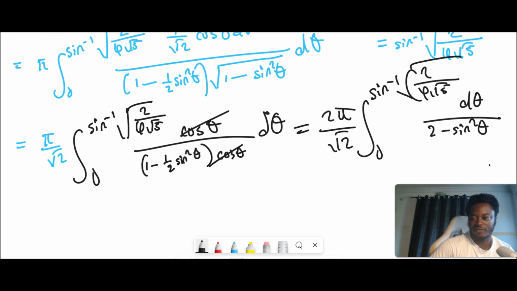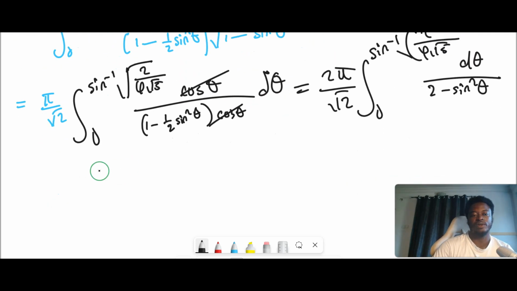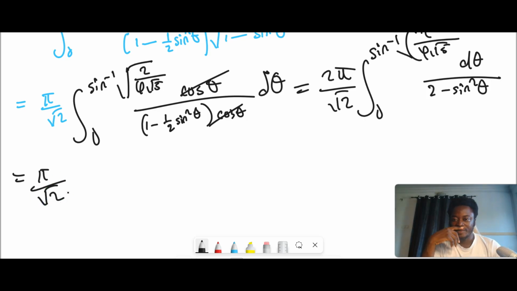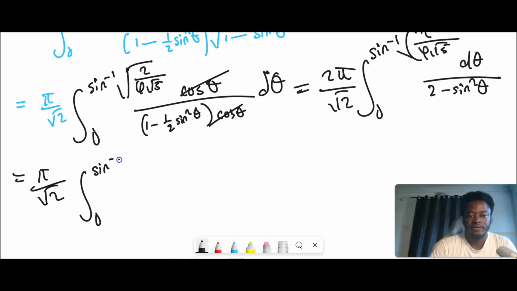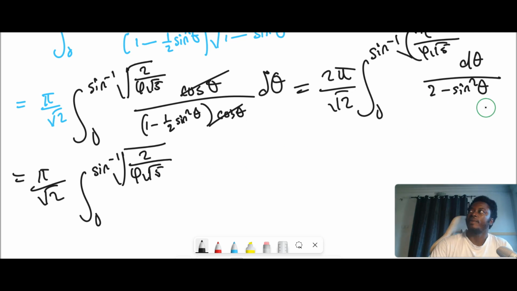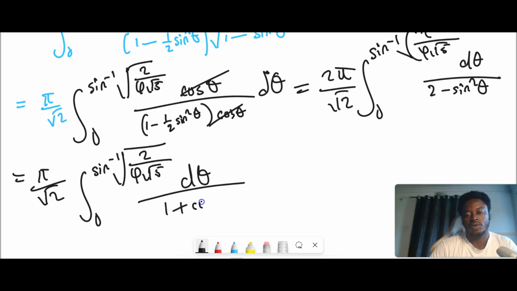And of course, first of all, we are going to transform the numerator into cos. So this will be pi divided by square root of 2, I believe, because 2 over square root of 2 is basically 1 over square root of 2. So it's pi over square root of 2. Then you have the integral from 0 to sine inverse of square root of 2 phi square root of 5. Then 1 minus cosine squared, that would be d theta all divided by 1 plus cosine squared theta.